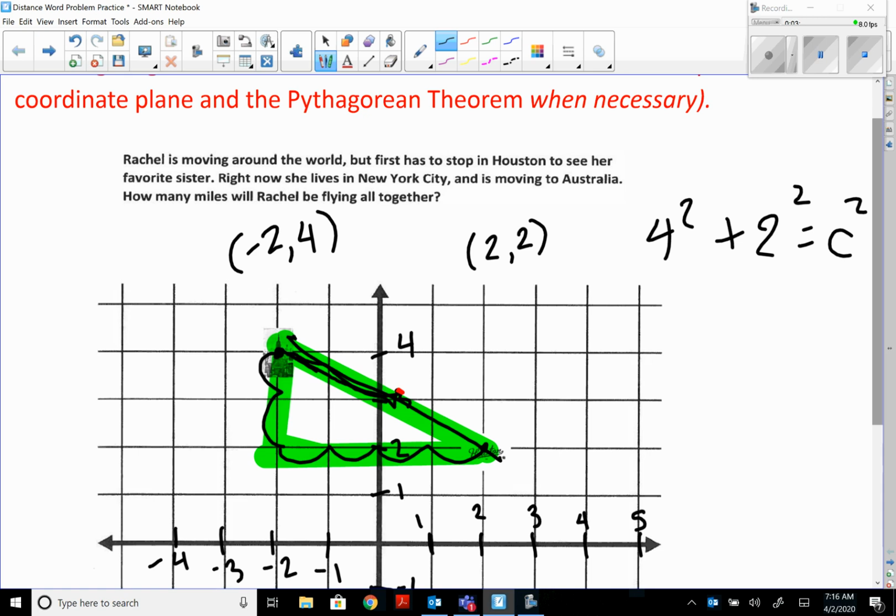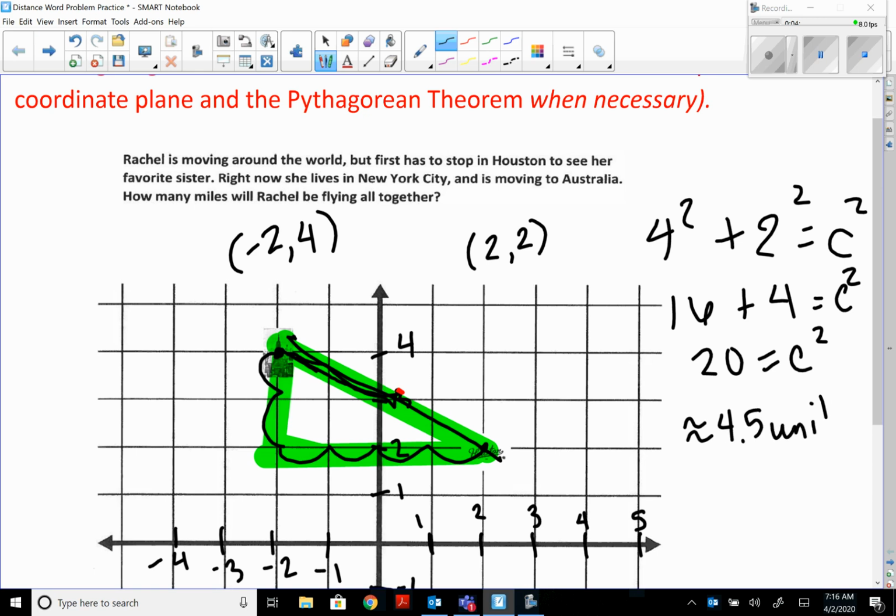numbers. Okay, so 4 squared is 16. 2 squared is 4. 16 plus 4 is 20. So now I've got to take the square root of 20. It's not a perfect square, so let's round to the nearest tenth, which is about 4.5 units. All right, so we just figured out the distance between New York and Houston on this simple grid.